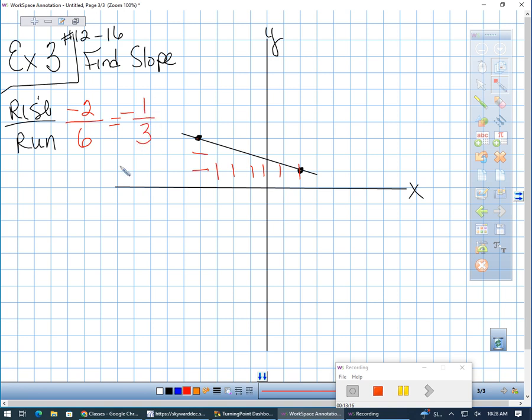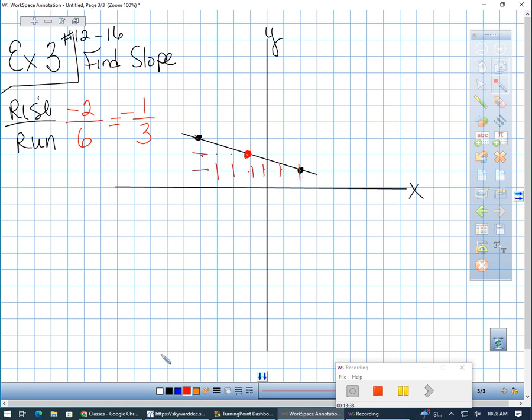Very good. And if you do that and you reduce it to negative 1 over 3, let's go back to our point. If I go down 1, because that's what that's saying, right? And then I run to the right 3, 1, 2, 3. Did that also follow my line? And then I can go from that one, down 1 and over, 1, 2, 3. And I can repeat it over and over again.